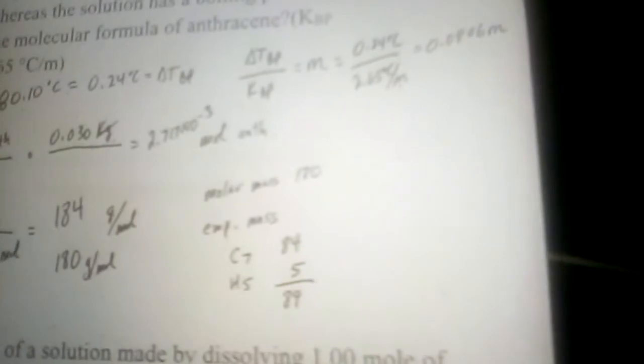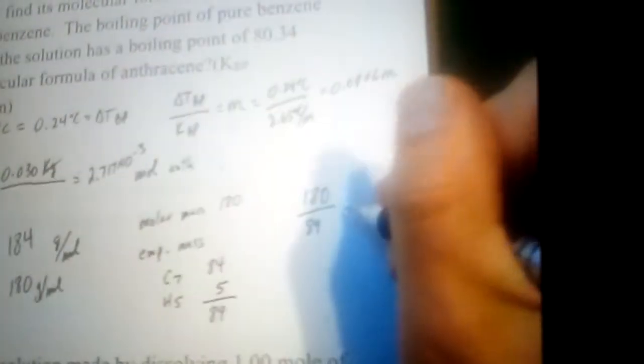So for the empirical formula, if we take 7 carbons, 5 hydrogens, 7 times 12 is 84. Hydrogen is 1, so 5. That would be 89. Now I'm leaving off the decimals here because we're just looking for the integer that relates the empirical formula to the molar mass or to the molecular formula. So if I take my molar mass, 180, and I divide by my empirical mass, 89, that should give me the size ratio between the empirical formula and the molecular formula. You can see that's going to be very close to 2.02.